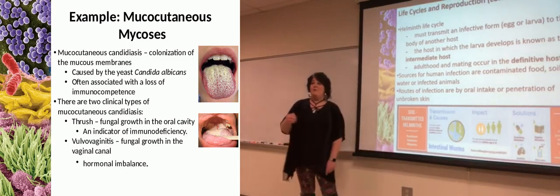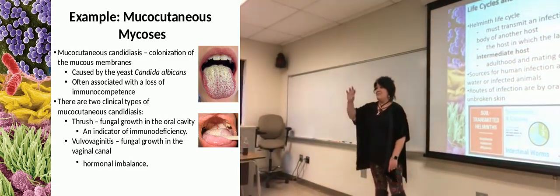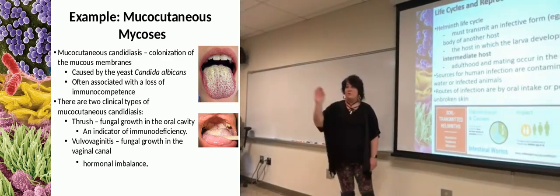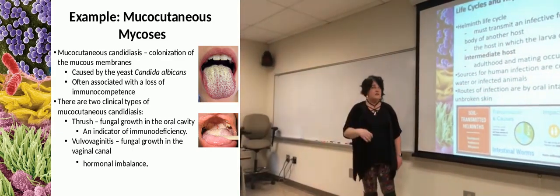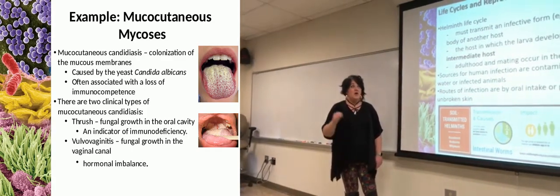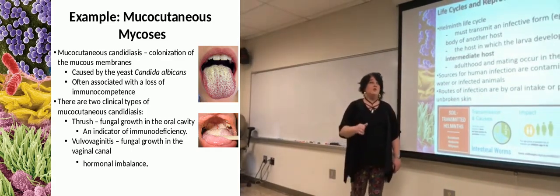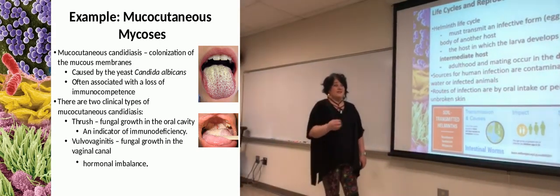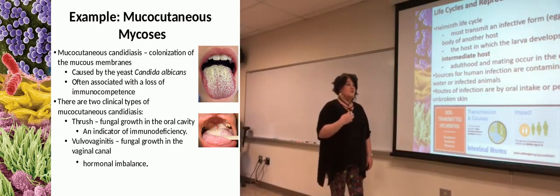Now, there will be a question on the test, for example: Is this the definitive host? Which one is the intermediate host? Which one is the definitive host? Most commonly, we see people acquiring these from contaminated food, soil, or water. So it's, again, something they've ingested. It's usually oral.